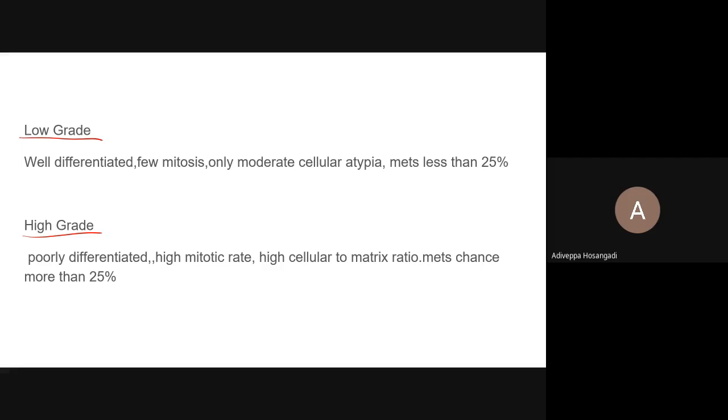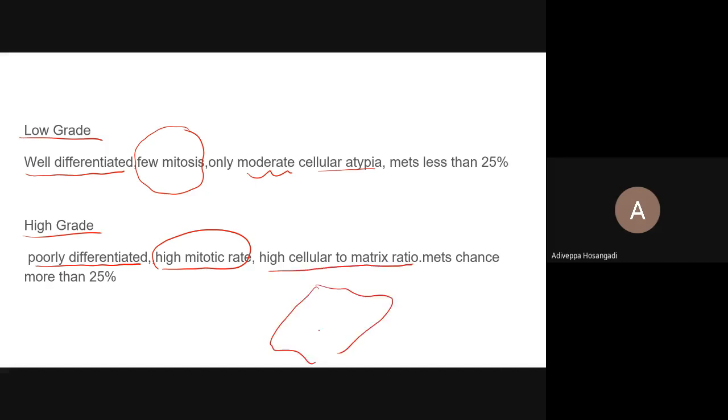So low grade, of course, is the job of the pathologist. How do you differentiate histopathologically? Very well differentiated is low grade; poorly differentiated is high grade. Few mitotic figures in low grade, very high mitotic rate in high grade. Moderate cellular atypia, atypical cells are less in number. And a high cellular to matrix ratio means that in the slide there is little matrix but it is highly cellular. The intercellular matrix is less and the number of cells is very, very high. Then it is high grade. So if you see a high grade in a histopathological biopsy examination, the chances of metastasis already are more than 25%. You should remember this.